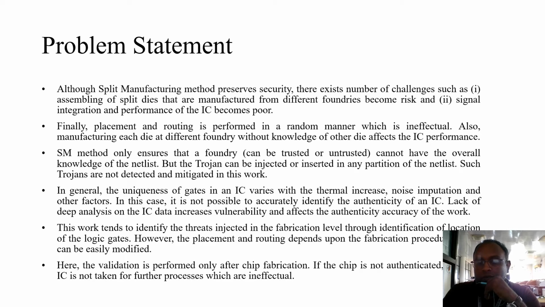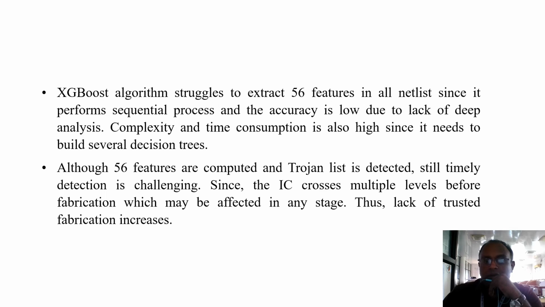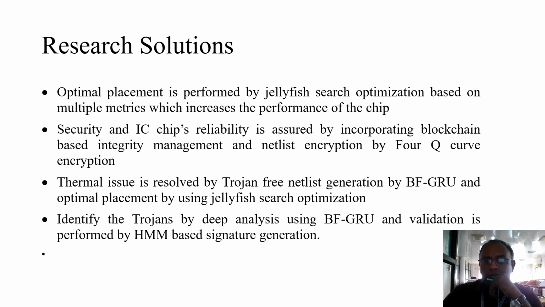Here, the validation is performed only after chip verification. If the chip is not authenticated, the IC is not taken further in the process. It seems to be very ineffectual. So this boost algorithm, which is already proposed, will extract only 56 patches. So again there is a lack of accuracy, and some trusted fabrication process problem too. So the basic solution is to use a jellyfish search optimization algorithm, and we have to incorporate blockchain into this, supported by Trojan-free netlist generation by the BFGRE algorithm. Then after that, we have to do the validation, which is done with an HMM-based signature generation.